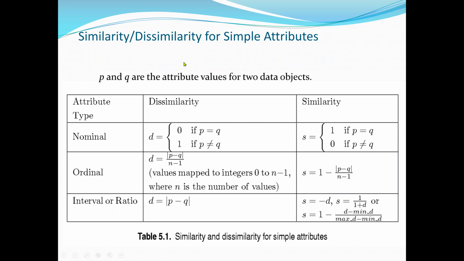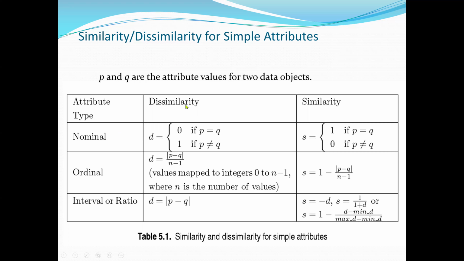So, similarity and dissimilarity for simple attributes. Here P and Q are the attribute values for the two data objects. The attribute type can be nominal, ordinal, interval, or ratio. So we say the level of measurement of attributes.